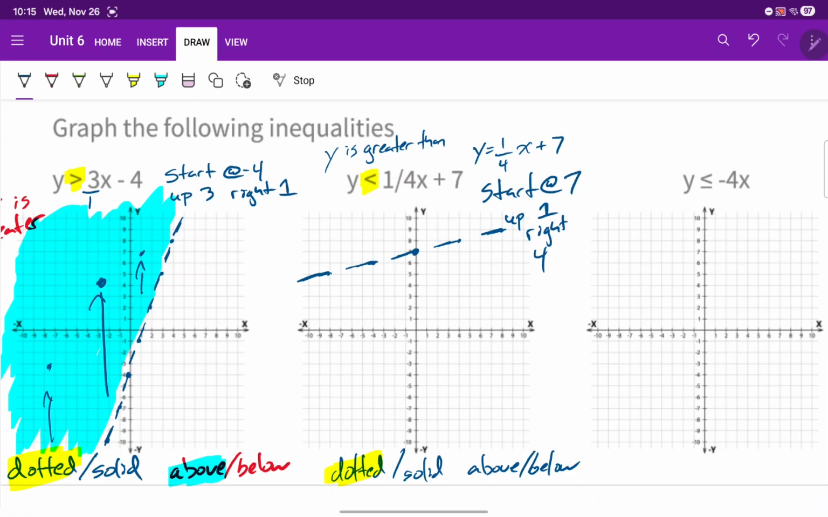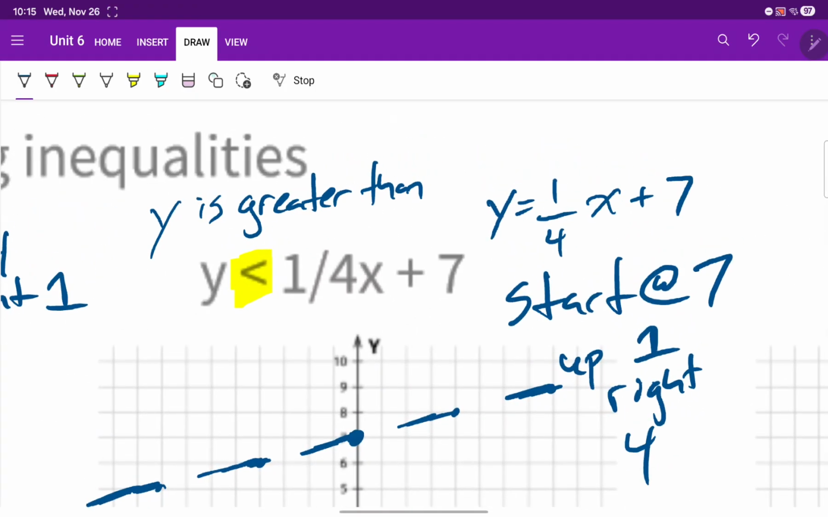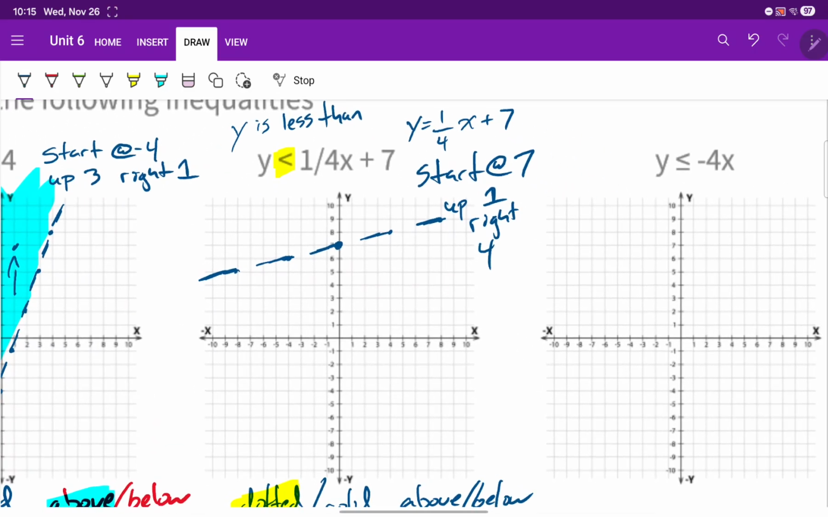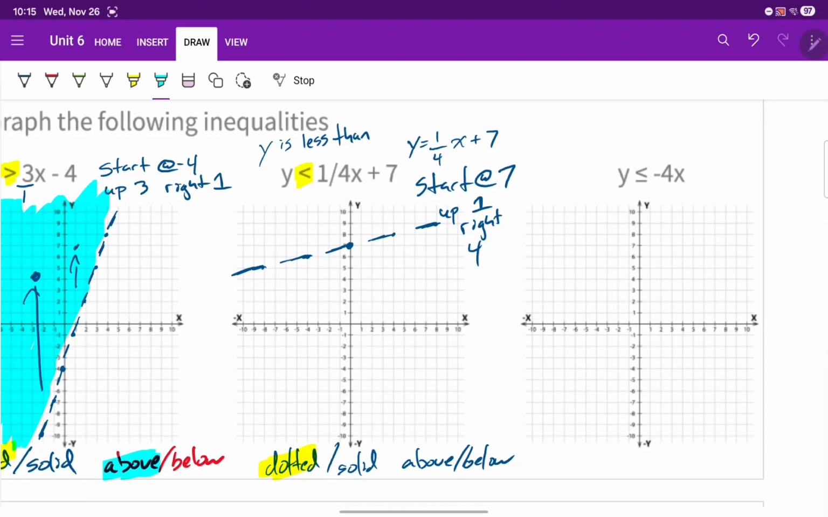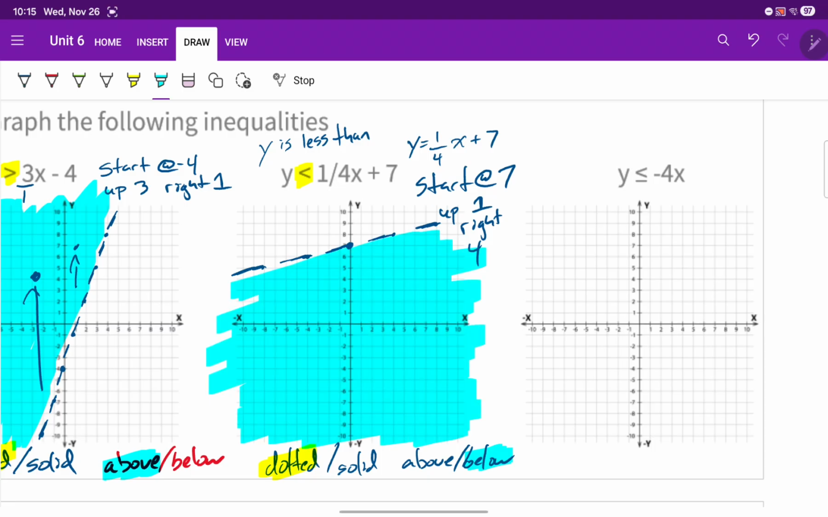Well, this just, oh my gosh. Look at me. I apologize. I made a mistake. I wonder if anybody caught that. This is not y is greater than. This is y is less than. My apologies. It's a good thing I double checked that before I moved on. Since y is less than, we are shading below the graph. And so I am going to shade this whole section down here. And there we go. There's my next one.